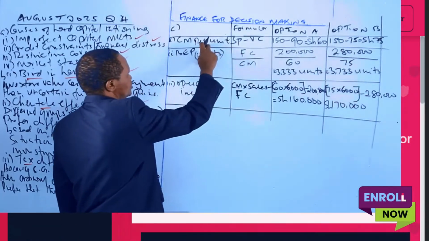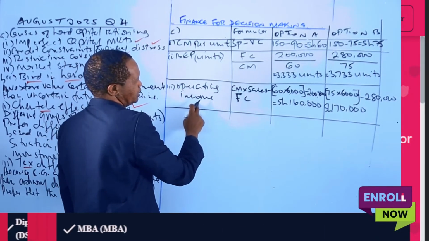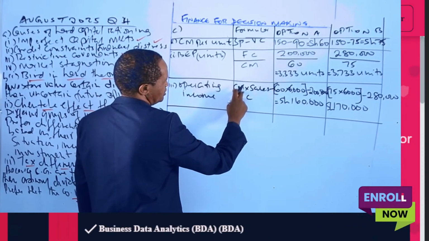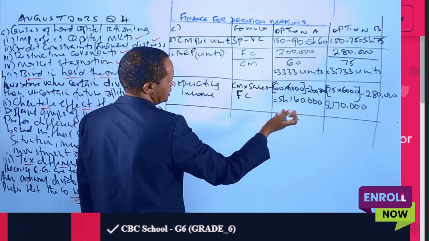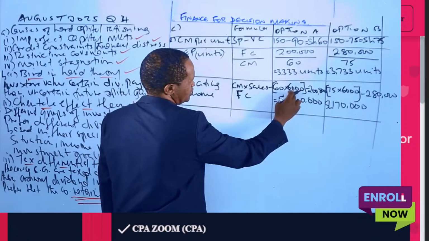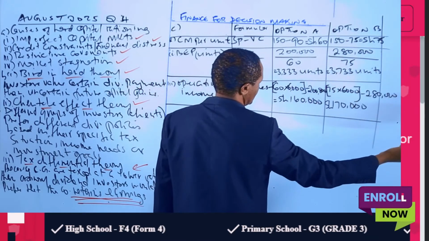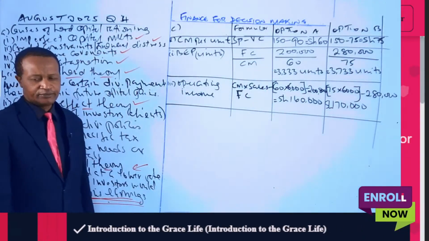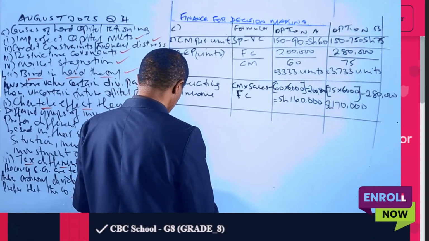Formula for contribution margin, formula for break-even point, and the formula for operating income. For operating income, we take the contribution margin per unit and multiply by the number of units. For option A, 6,000, option B, 6,000, we get the total. Then we deduct this cost to arrive at the operating income. Then what else is required from this question?